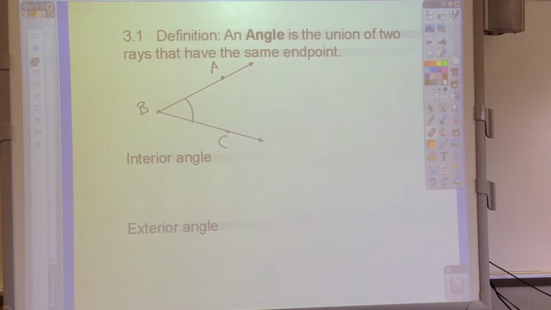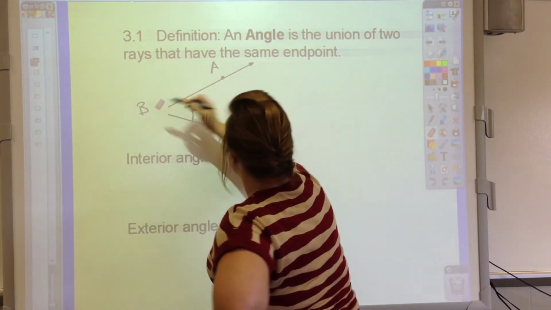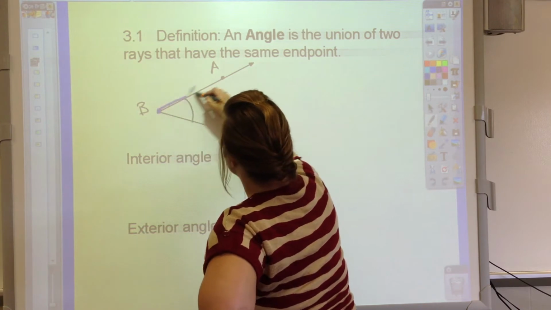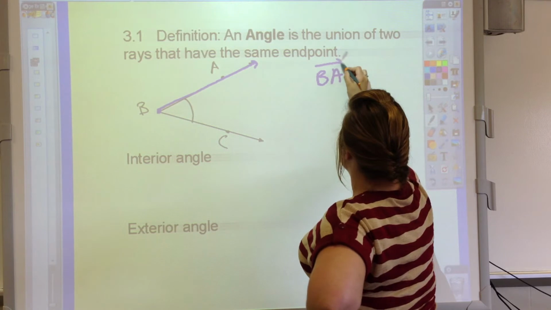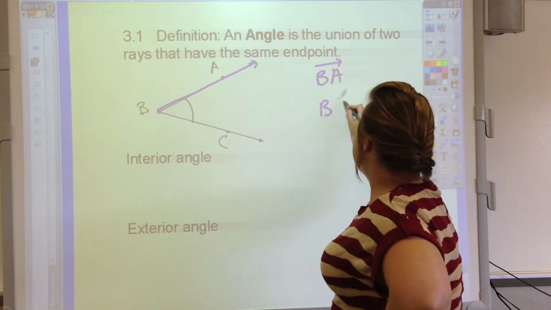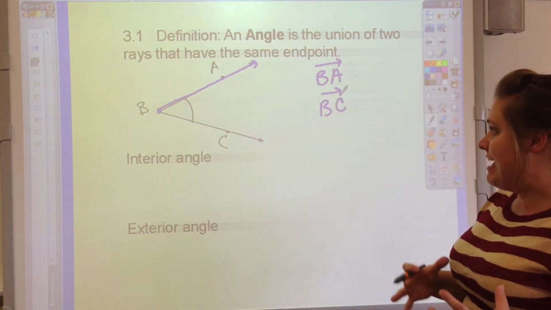First, let's start with the definition. An angle is simply the union of two rays. So see how this ray, BA, this is ray BA right here, and we would denote that with this notation. And this right here is ray BC, and they share this endpoint B. That makes it an angle.